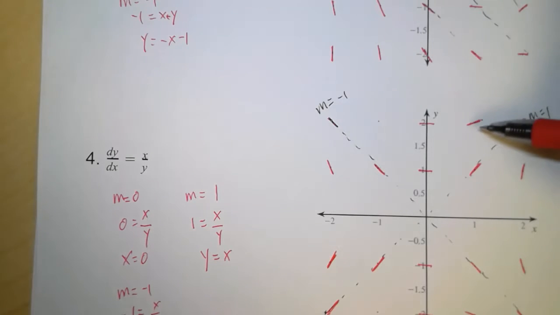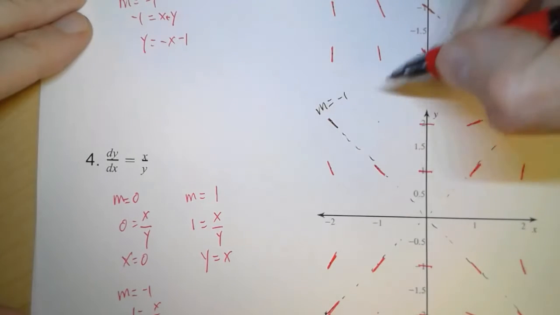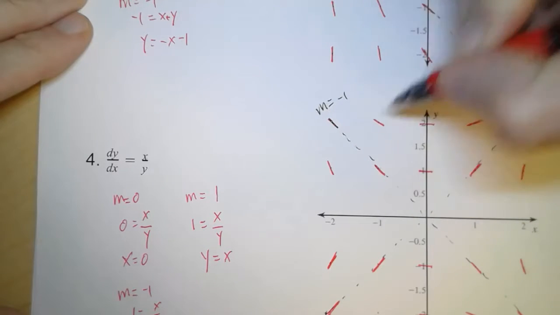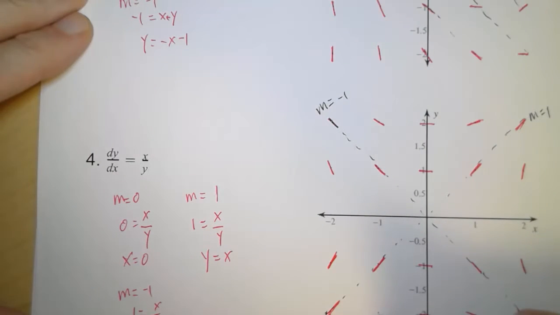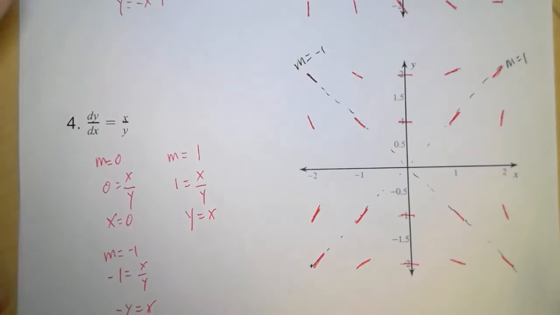And so if this point at 1, 2 has a slope of 1/2, then -1, 2 has a slope of -1/2. -1, -2 is going to have a slope of +1/2. And so that is our slope field for x over y.